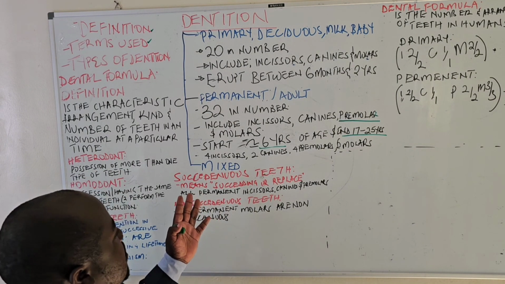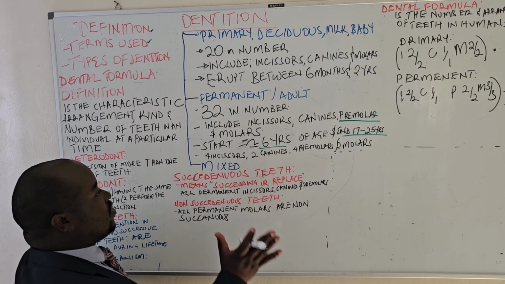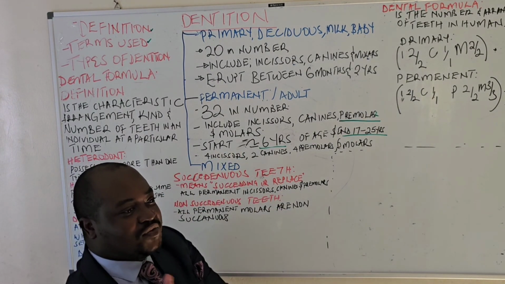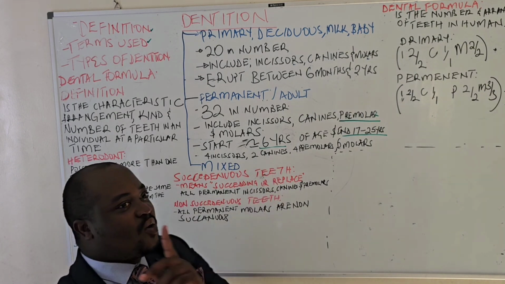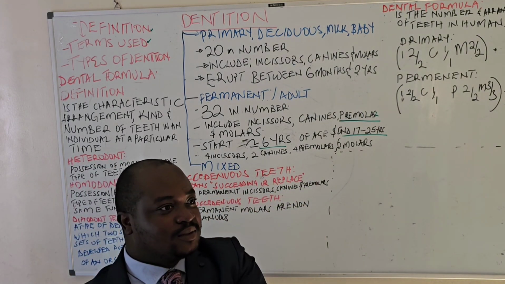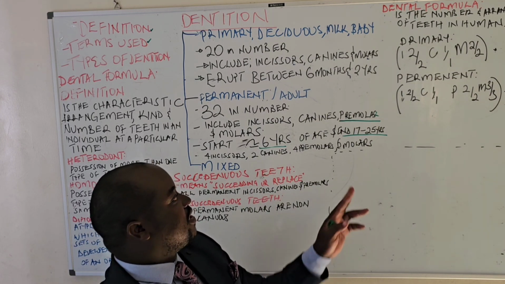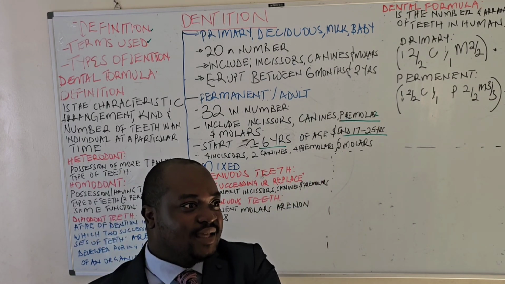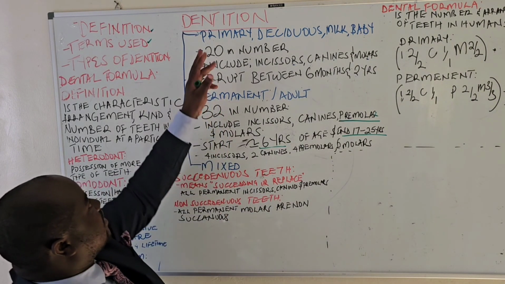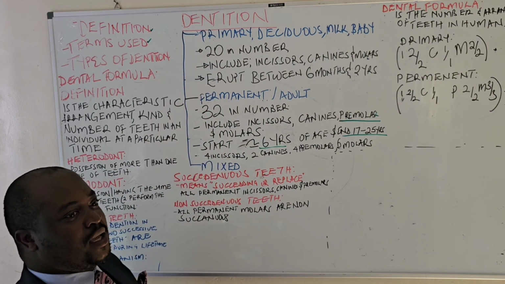They include which ones? They include, if we use the upper jaw only, 4 incisors, 2 left, 2 right, canines, 1 left, 1 right, premolars, 2 in the left, 2 in the right, then 6 molars, 3 in the right, 3 in the left. Those are the 2 types of dentition.